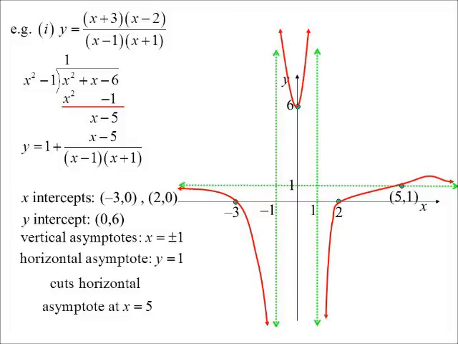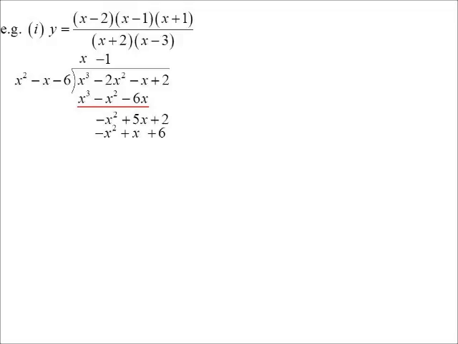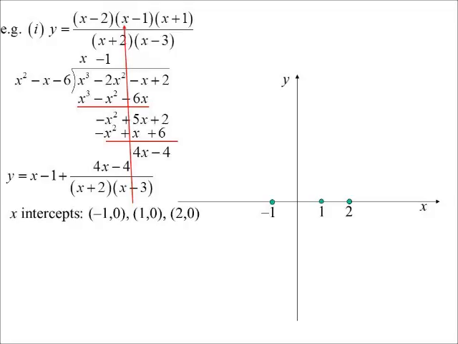All right, we'll do another one. Here we go. That polynomial division ends up being, let's work it out. There we go, x minus 1. My remainder is 4x minus 4. So I have an oblique asymptote this time, x minus 1. Let's draw it all in. I've got 3 x-intercepts. Y-intercept is at minus a third.